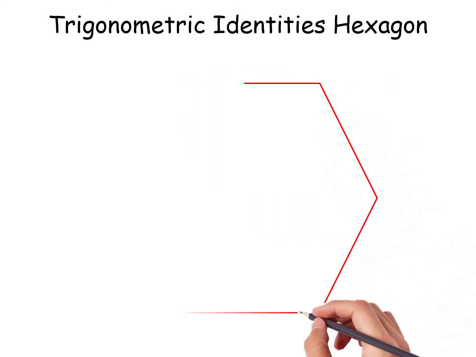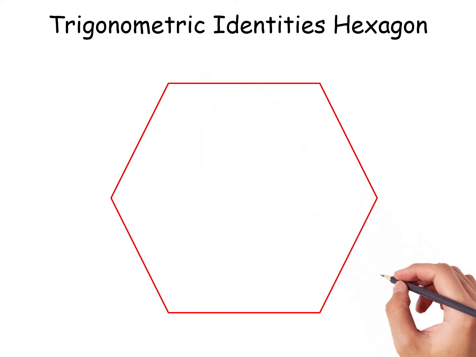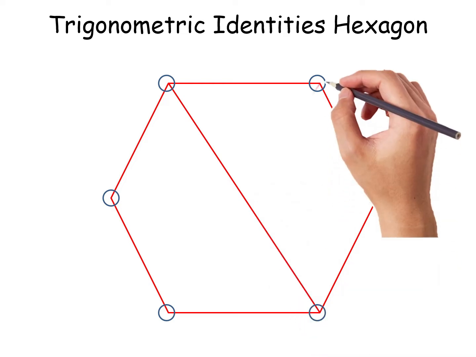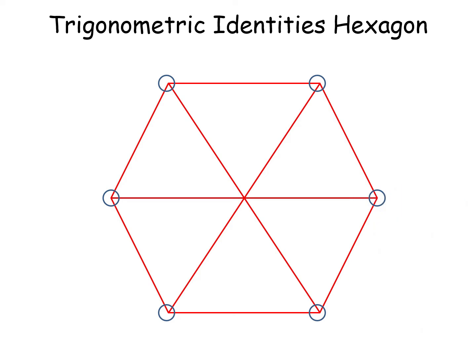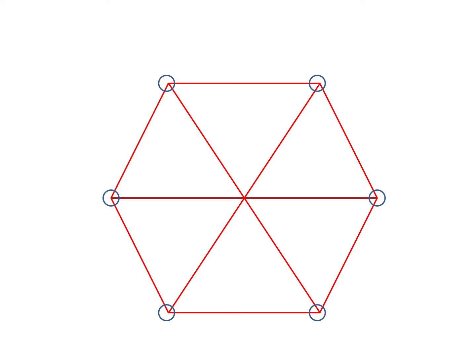The first thing that you need is a hexagon. Now that we have our hexagon, let's point out the vertices. These vertices are important as this is where our trigonometric functions are going to be. Next, draw the diagonals. Our hexagon is now ready for setup. Let's set up these functions one by one using the reciprocal identities.